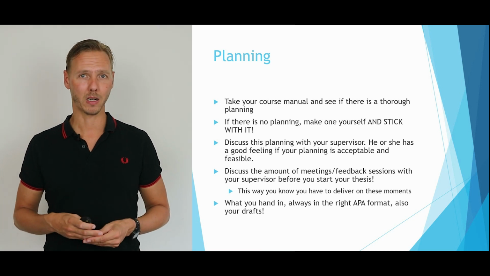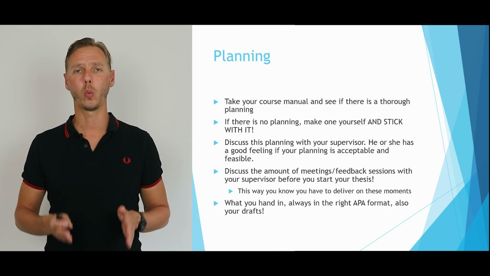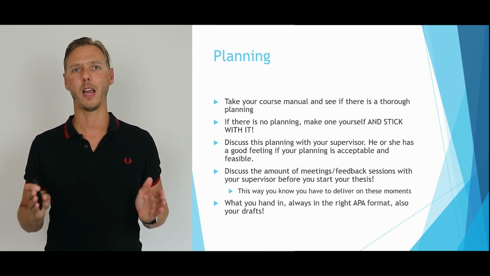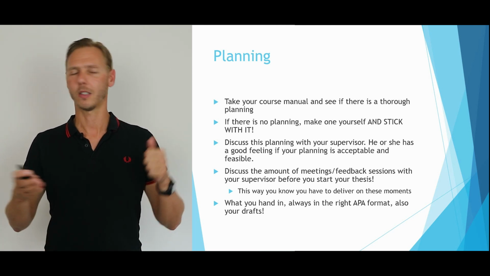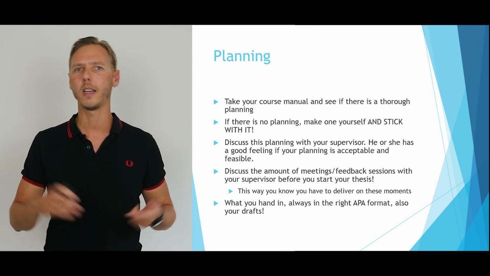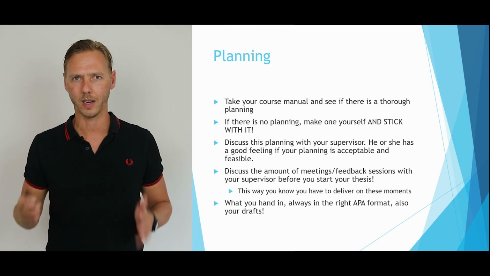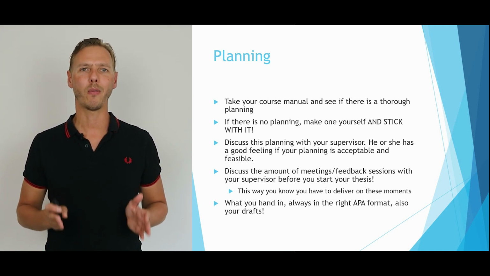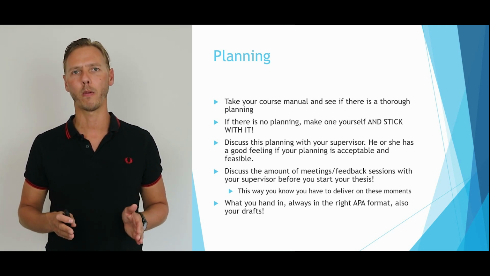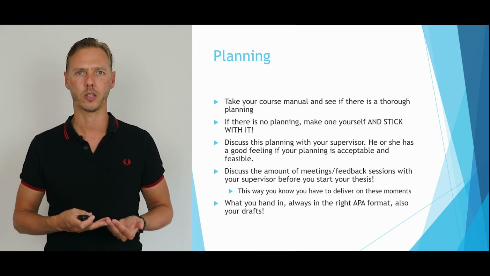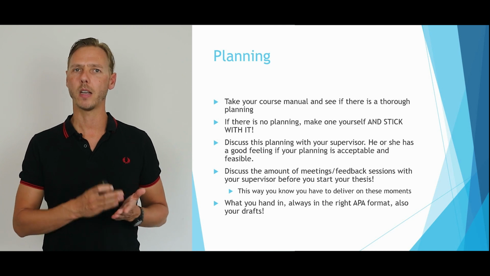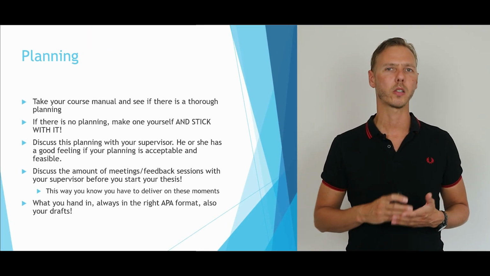When you have that feedback loop, make sure that you always hand in something which is within the APA 7 styles. Your thesis has to be in APA 7, so that means Times New Roman 12, double-spaced, outlined left and right, etc. Make sure that every draft you send in to your supervisor has this format, because it's so much easier for the supervisor to read, okay? And make those appointments. And your supervisor is your best friend.